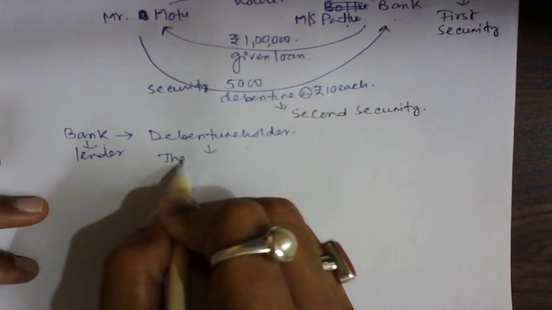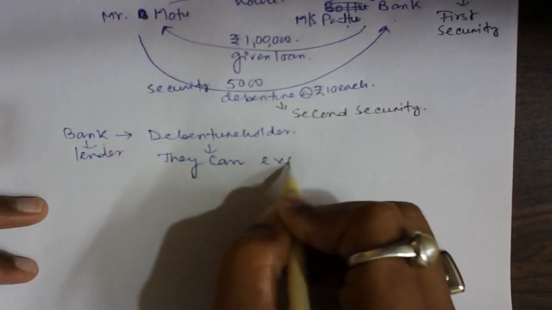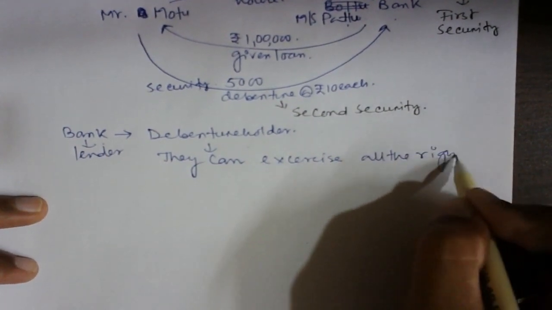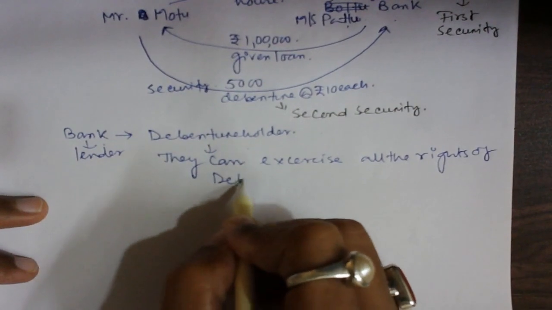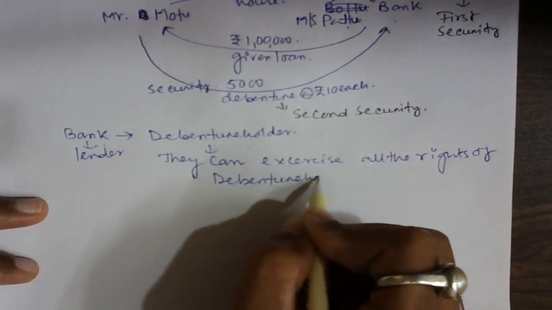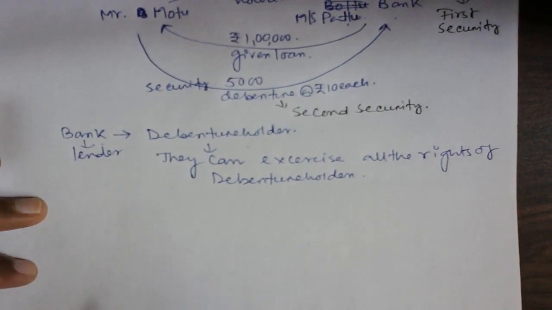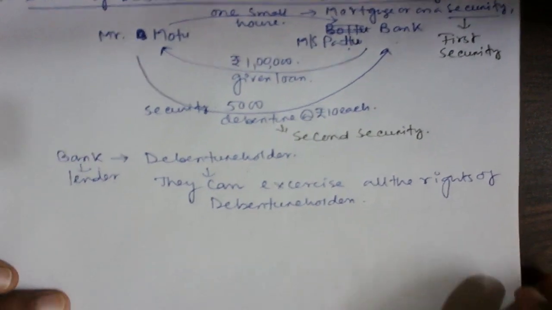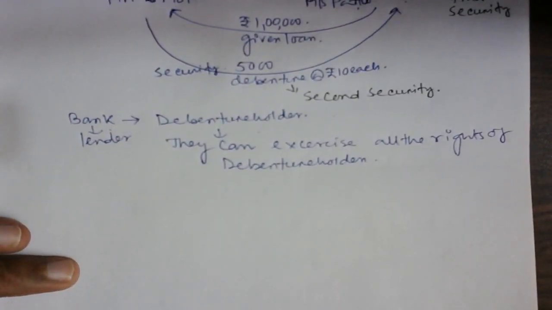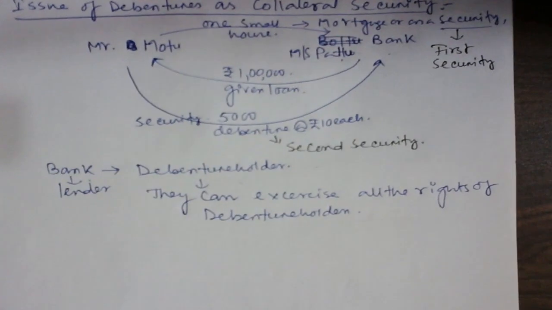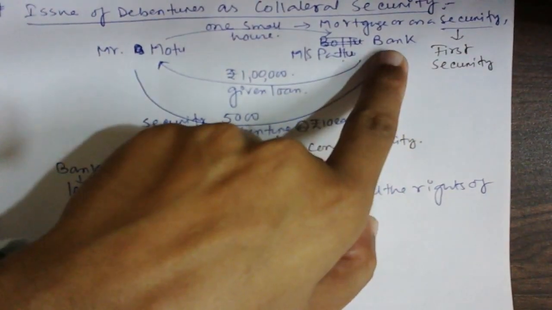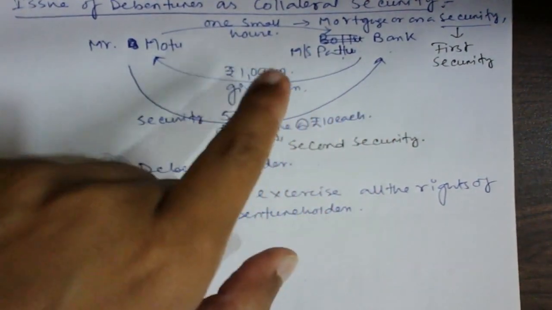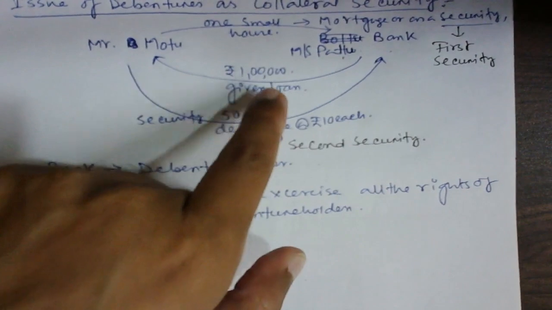They can exercise all the rights of a debenture holder. Remember this. As a debenture holder, the bank can exercise any power. That is not an issue at all. But remember, the bank is not entitled to receive any interest from the debenture, because the bank is going to receive interest with respect to the loan only. They are entitled to receive the interest on the loan only.